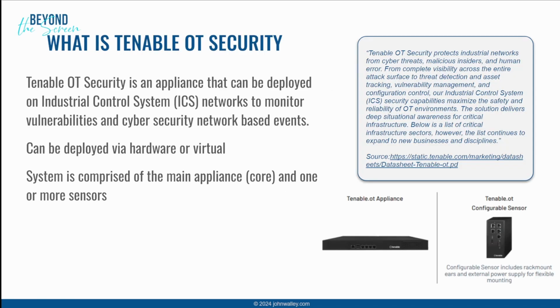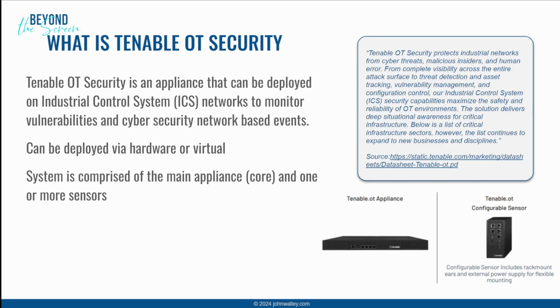All right, so let's start with what is Tenable OT Security. Tenable OT Security is an appliance, well, I'll say it's an appliance and a sensor that can be deployed out into industrial control systems. We're really looking at those networks to monitor for things like vulnerabilities and cybersecurity network-based events that could potentially be malicious in nature. We can deploy this either in a virtual way or via hardware that you buy from Tenable. And it's really comprised of two main pieces. You have your main core appliance and one or more sensors that are out there. Before I get too deep into this, we'll talk about what these different components do and why it's important.